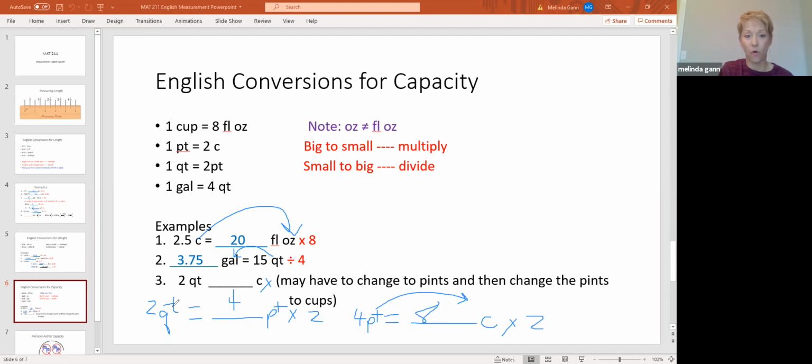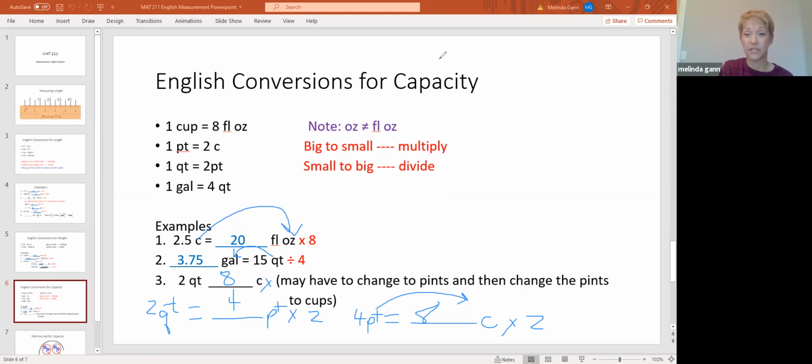So I started with quarts and I ended with cups. So my answer right here is 8. But I had to do 2 problems instead of 1 problem because I didn't know how many cups were in a quart. Now, let me show you something that's helpful sometimes.